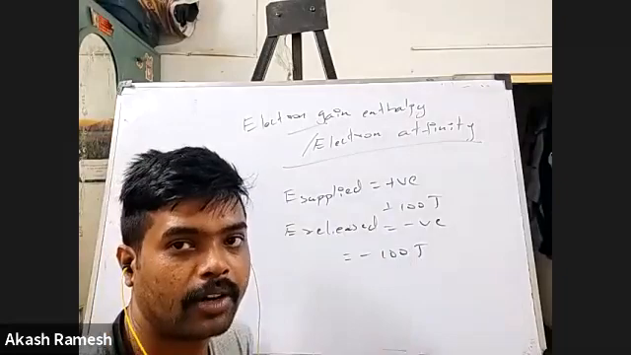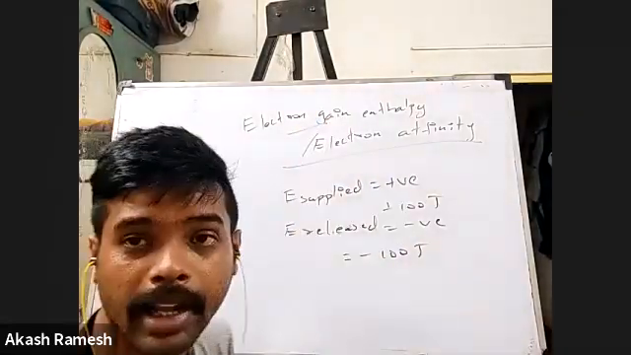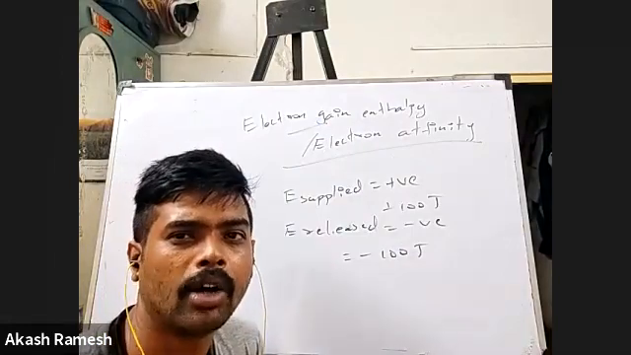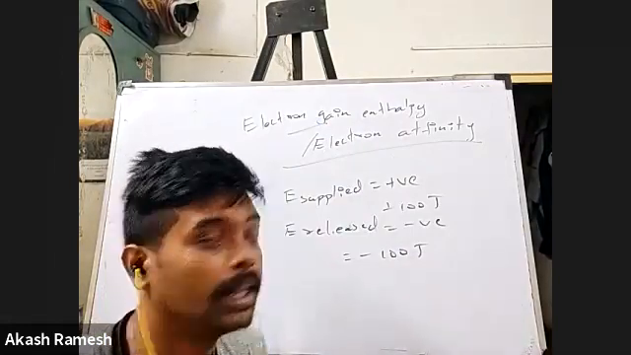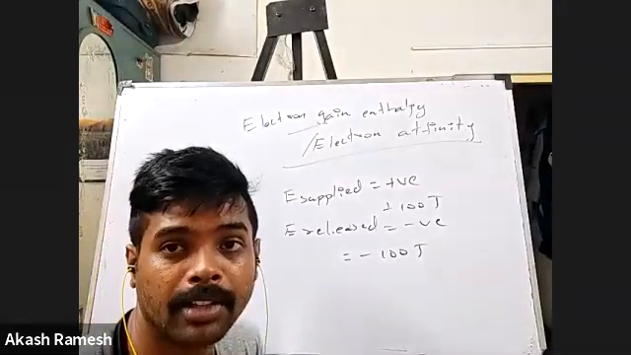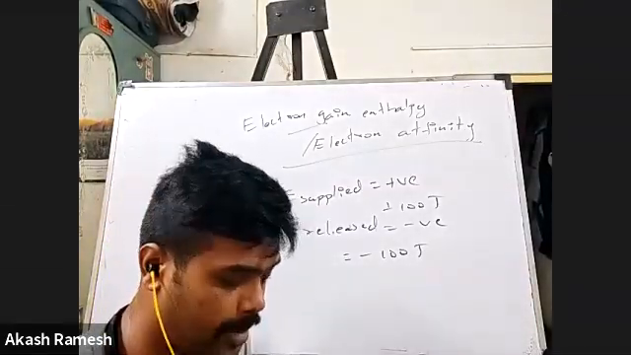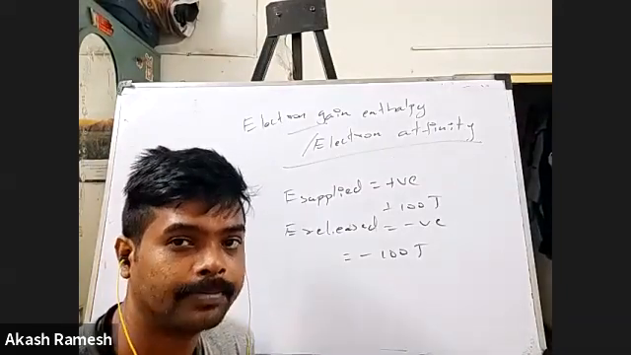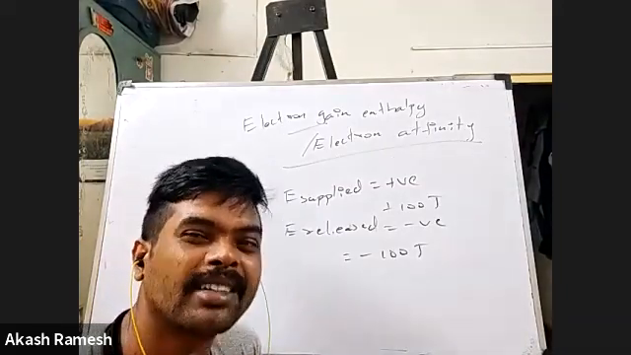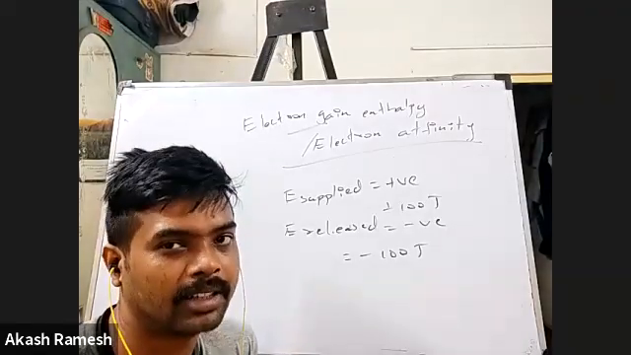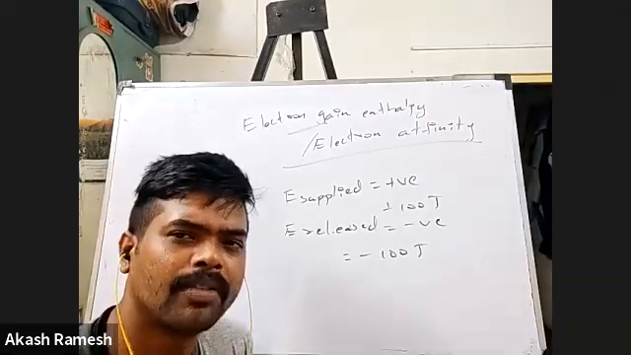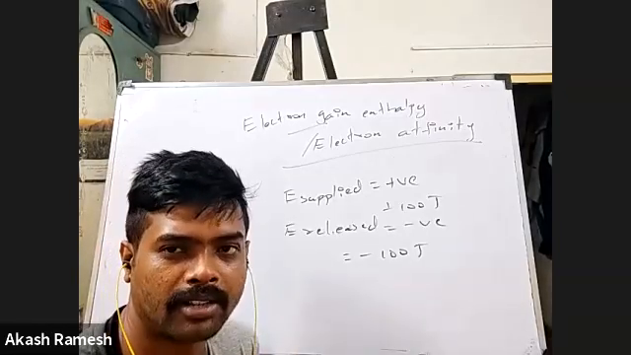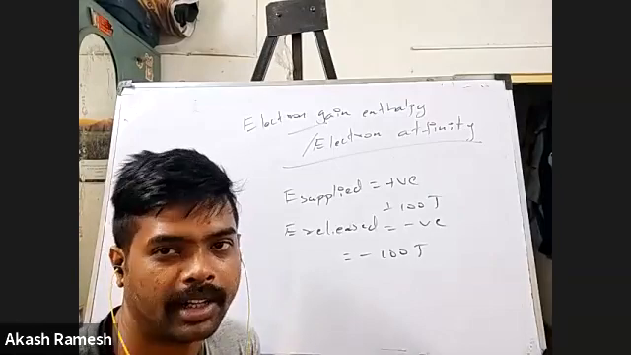In electron gain enthalpy, some of the elements are going to have a negative value. What does it indicate? Whenever I'm adding an electron, some kind of energy is going to get released. That's what a negative value says. And some of the elements will have a positive value also. That means for that particular process, I have to supply energy. So that's what you need to understand.